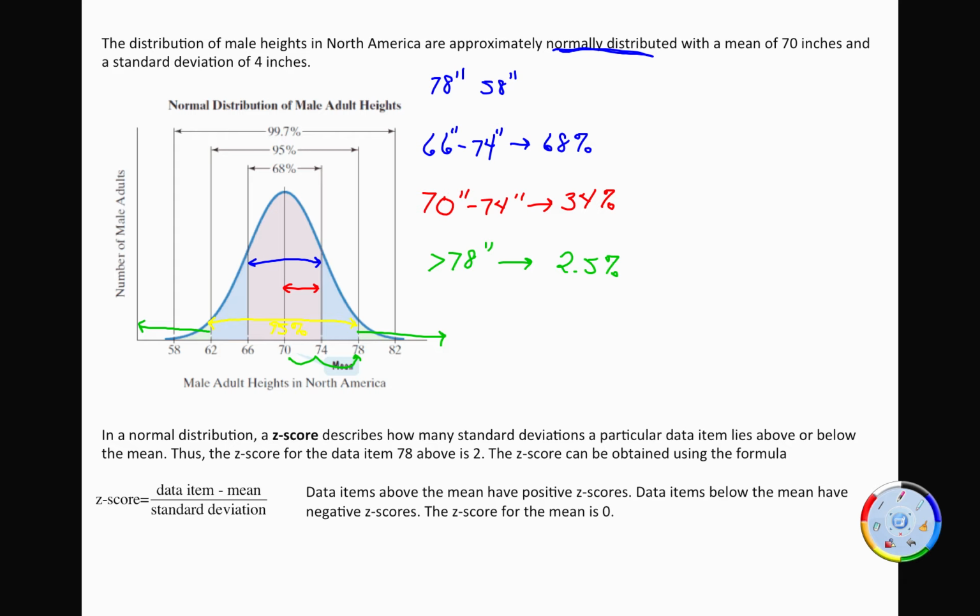Data items above the mean have positive z-scores. Data items below the mean have negative z-scores. And the z-score for the mean is 0. So if I'm plugging in my z-scores here, I'd have 1, 2, 3, -1, -2, -3. And at the mean it's 0.